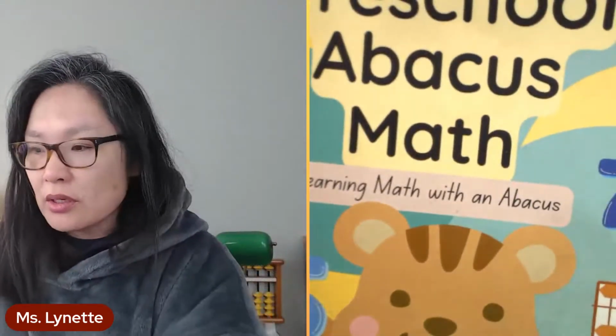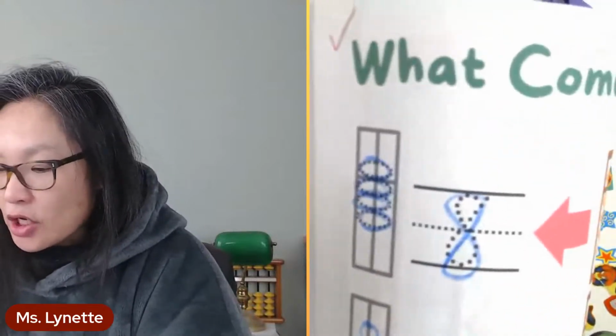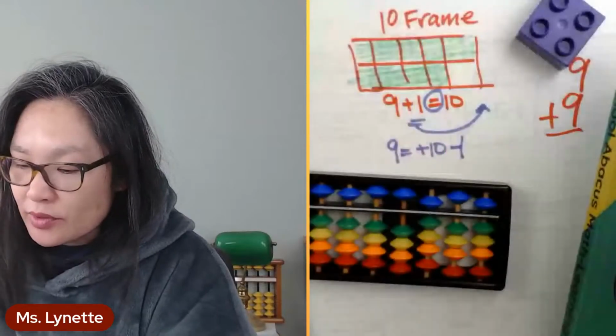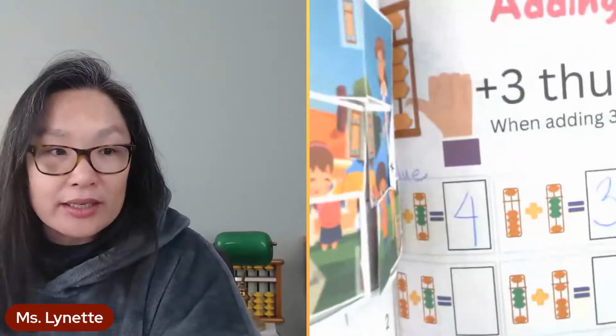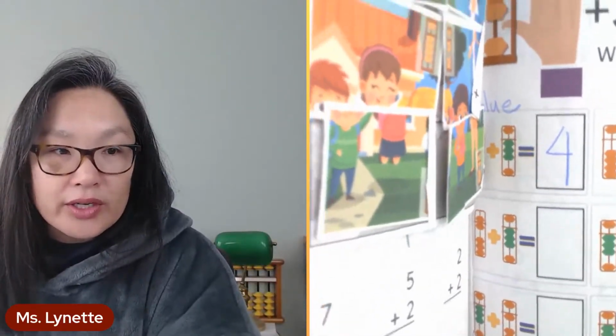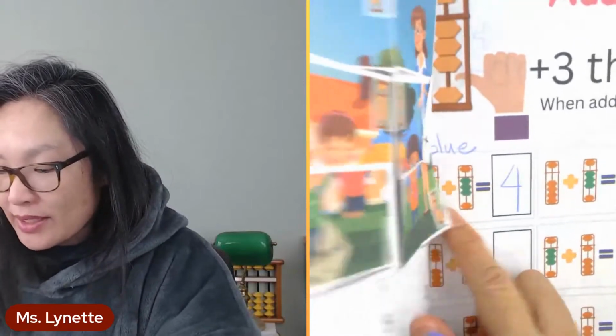So I have this book that I just created, and it's all about abacus. But the way I did it is systematic. The first thing we do is talk about the numbers. After we talk about the numbers, there's the relationship, and after the relationship, we go into adding and subtracting. So I added to where you could see the abacus.